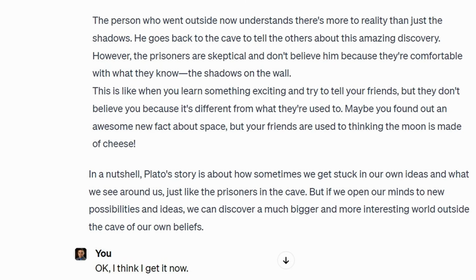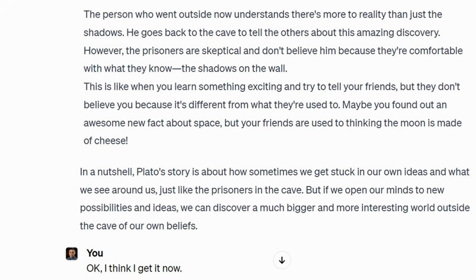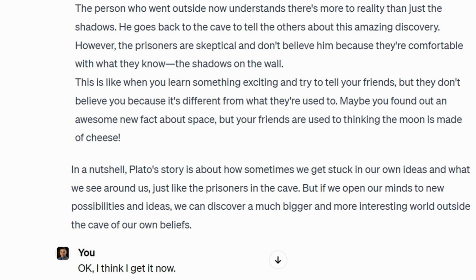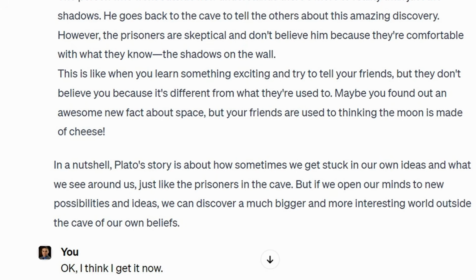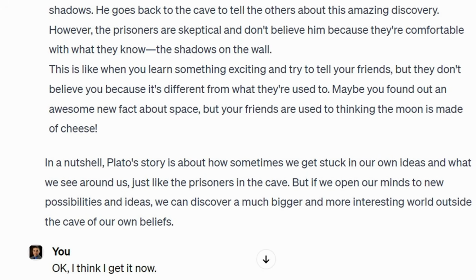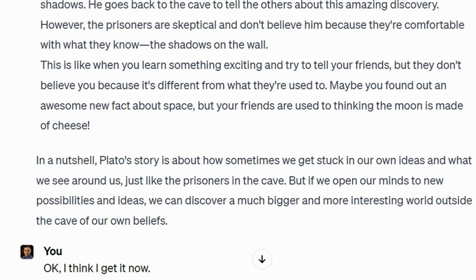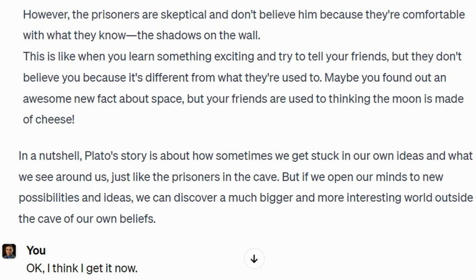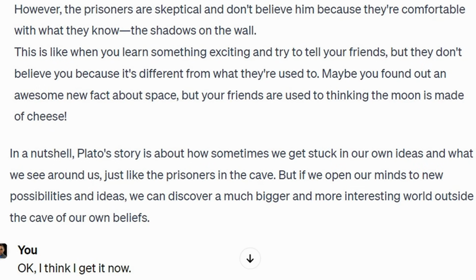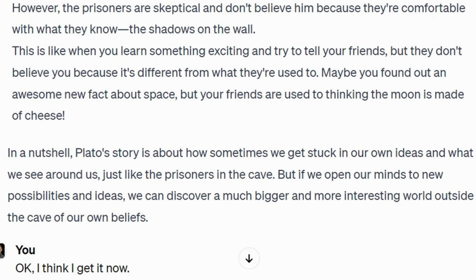Sure enough, the AI would go through and re-explain it to you, but with simpler language. It would be presenting the information in a different form, one that is at a lower level for me to better grasp the explanation. So it's using simpler language, it's using different examples, and it's putting everything together. This is a great simple summary. In a nutshell, Plato's story is about how sometimes we get stuck in our own ideas, what we see around us, just like the prisoners in the cave. After I receive the information in this way, now I can also go back up to more complex language to understand it at a higher level.